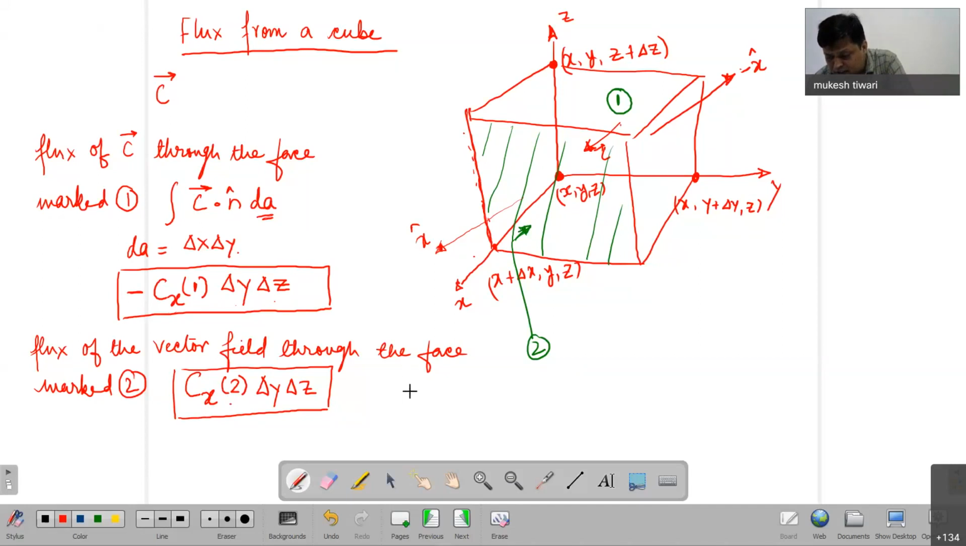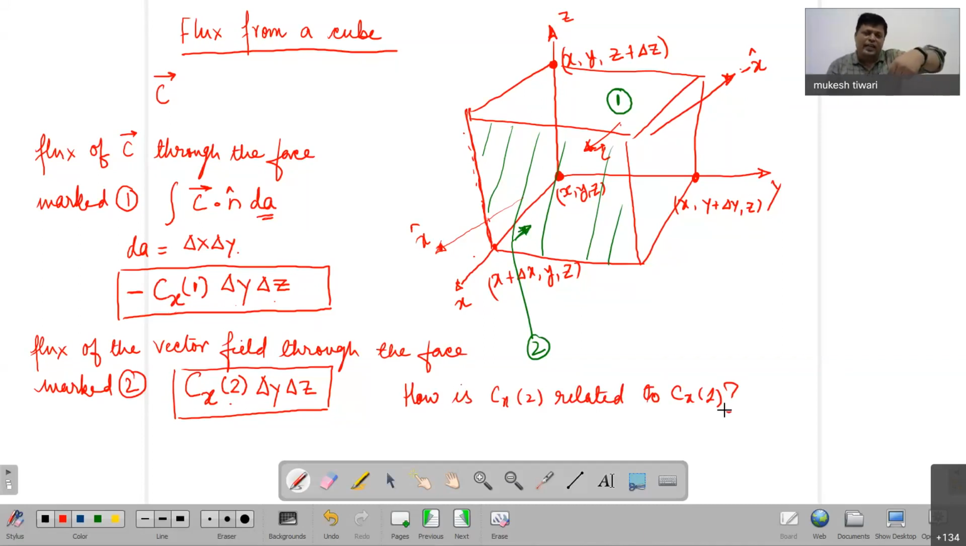At this point, we may want to know, how is this Cx2 related to Cx1? And since we are just looking at very small distances, we can look at it as a perturbation from the value on that first surface, and we can approximate the value. What I'm trying to say is that you can simply do a Taylor series expansion at this point of time, and you can calculate the value at the other surface.